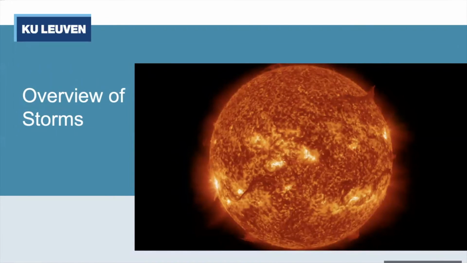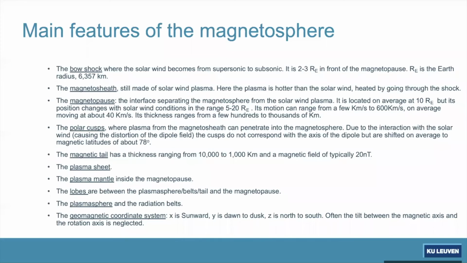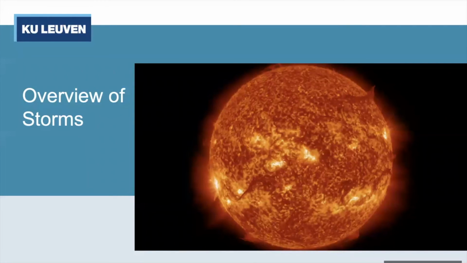Now, this interaction is very dynamical. What I was describing here is the quiet conditions magnetosphere. So the magnetosphere, how it is when the solar wind is kind of steady and nothing is happening. But when there is a storm, that gets disrupted. So let's look at the storms now.